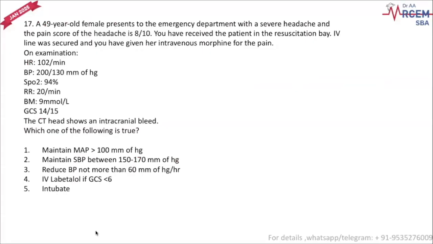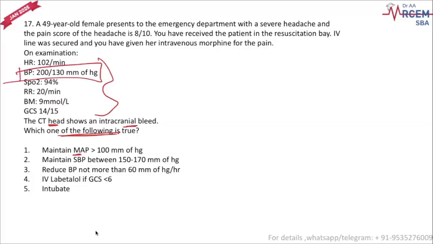A 49 years old female presents to the ED with a severe headache and a pain score of 8 out of 10. You receive the patient in the resuscitation bay, an IV line has been secured, and you give intravenous morphine for the patient. Vital parameters are given here, which show blood pressure to be on the higher side. CT scan shows intracranial bleed. Which one of the following is true?